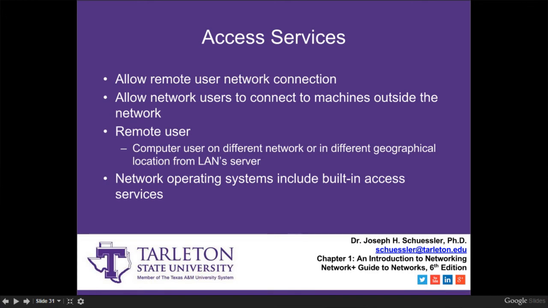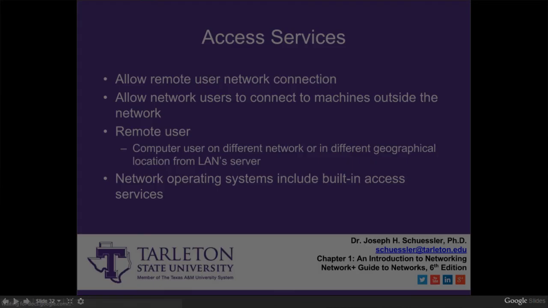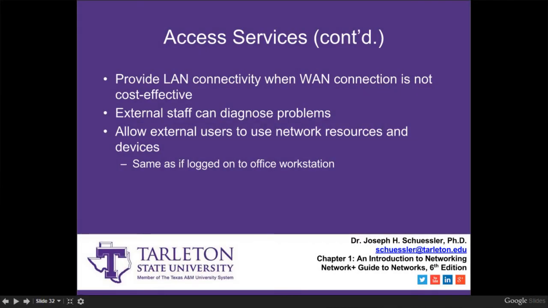You've also got access servers and services, and these allow you to remotely access network connections. So you may have virtual machines that you can access remotely. You may have office machines that you can access remotely. A lot of operating systems have remote access built into them, and this allows you to work at a distance. It's a real convenience. A lot of access services provide LAN connectivity when a WAN connection is not cost effective. So it's just another way to be able to access your stuff.